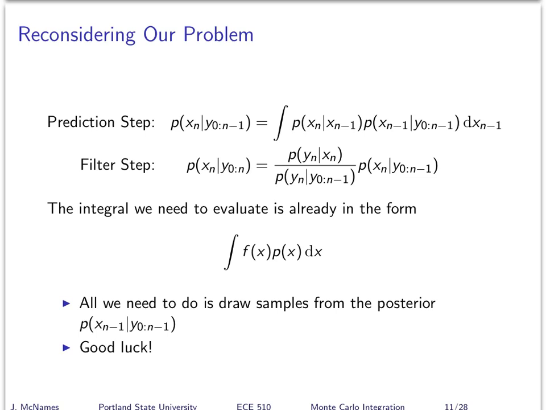This is the integral we want to evaluate. Optimal Bayesian recursions. This is what you're going to be implementing numerically in one dimension, and good luck if you're going to try to do it in more than one.